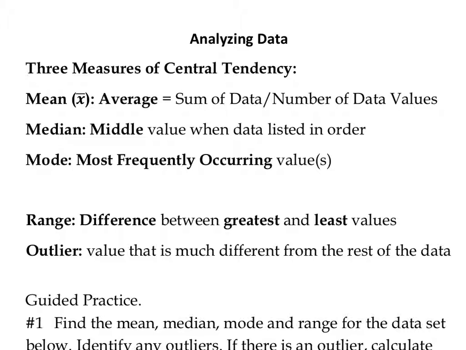and mode. Okay, mean, and you'll notice this little symbol here, X with the line over it, that's read as X bar. That's just a symbol that we could use for a mean or an average. So if you see that, that indicates a mean. Mean is your average. So you add up, you take the sum of all the data, and you divide by how many data values you have, how many pieces of information you added together.